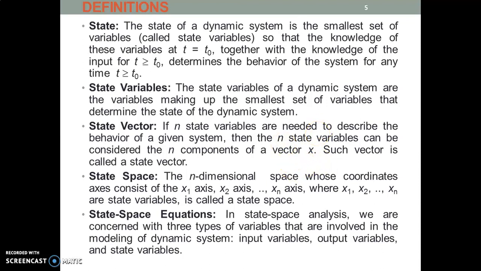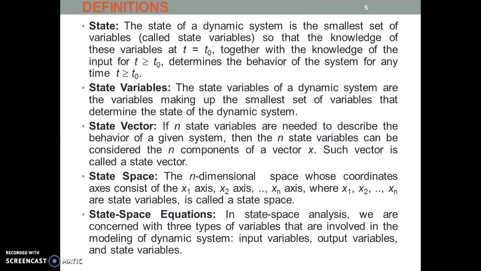State variables. The state variables of a dynamic system are the variables making up the smallest set of variables that determines the state of the dynamic system. Basically, the state variables are the smallest set of variables that determines the particular state of a dynamic system. Those are called state variables.